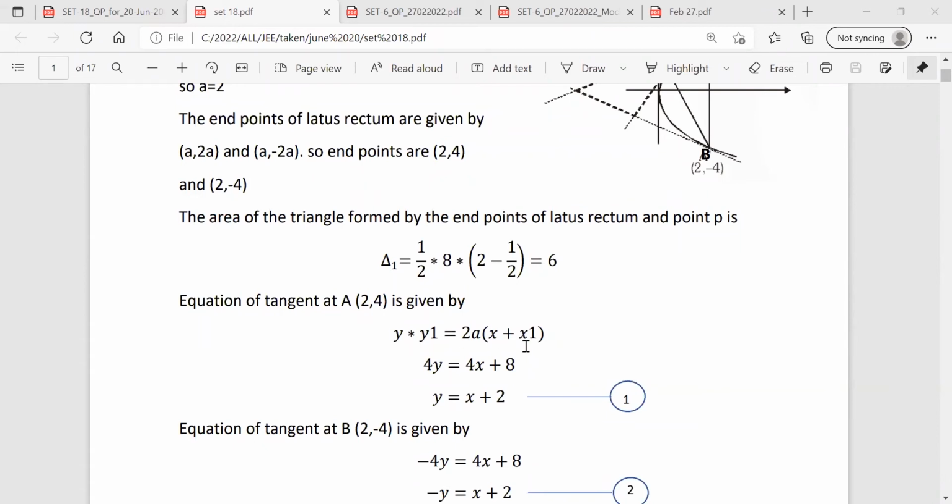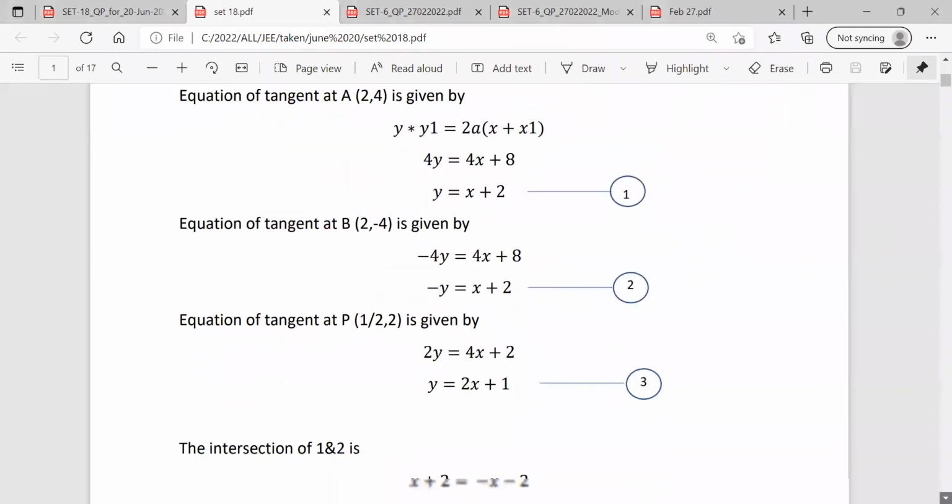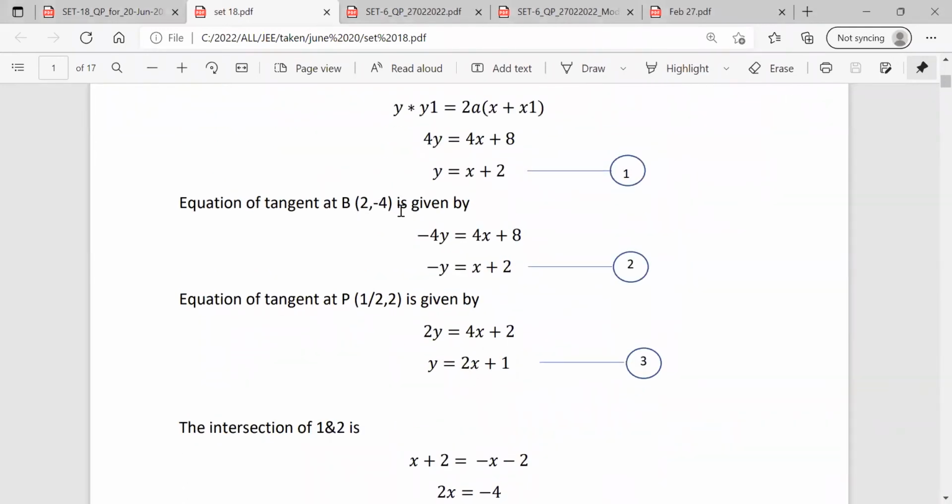substituting the values in the equation, we have 4y is equal to 4x plus 8. We can simplify this equation as y is equal to x plus 2. The next part is to find the equation of the tangent at B (2, minus 4). You can just substitute in this equation: minus 4y equal to 4x plus 8. Just simplify and we have minus y equal to x plus 2.